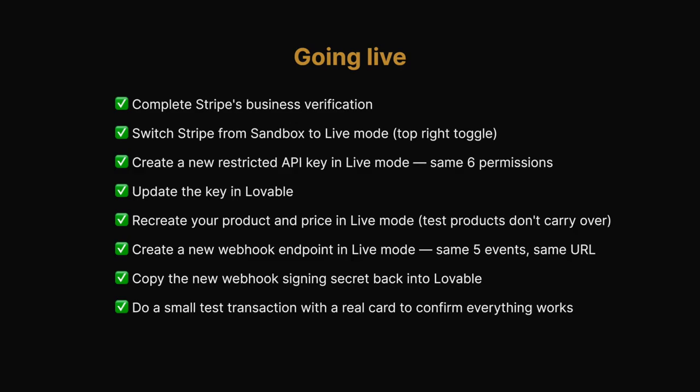So first, make sure Stripe has verified your business. You can't process real payments until that's done. You then need to switch Stripe from test mode to live mode at the top of the page. From there, create a new restricted API key in live mode with the same 6 permissions and update them in Lovable. Again, make your new webhooks and then assign the webhook secrets back into Lovable.